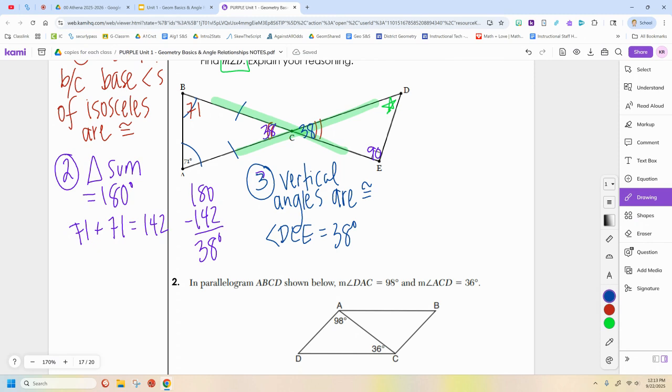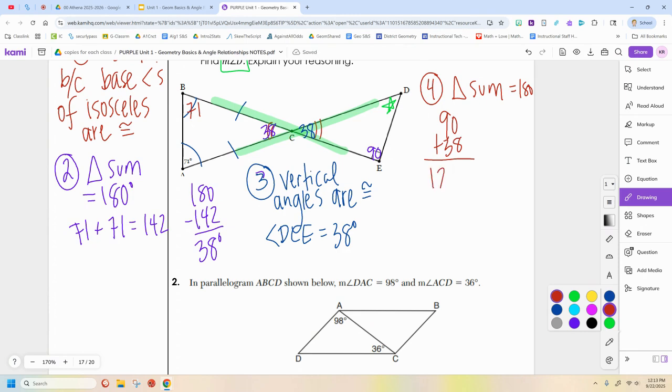We're in the triangle with the star, kids. What's our last step going to be? What are we going to do? That's right. Triangle sum equals 180. So I'm going to go 90 plus 38, and I'm going to get 128. And then 180 minus 128 is 52. Thank you. 52. So the measure of angle D equals 52.